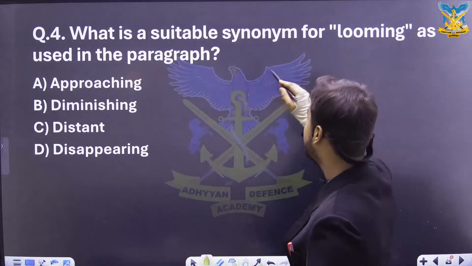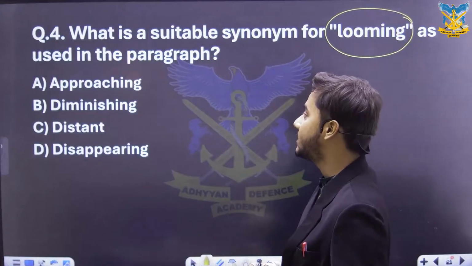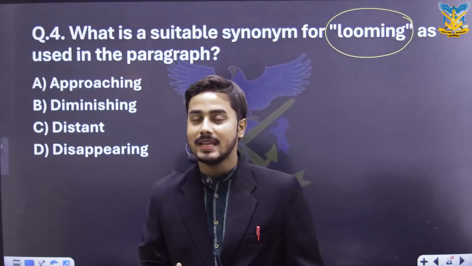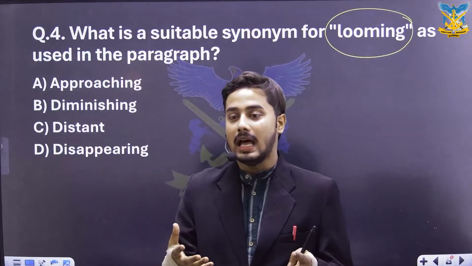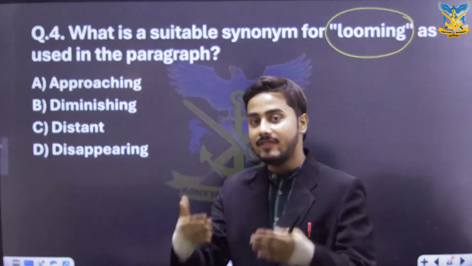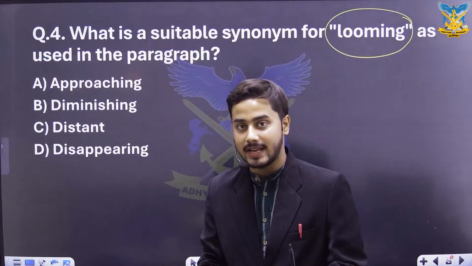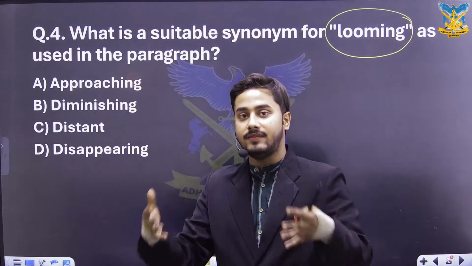What is a suitable synonym for looming as used in the paragraph? So looming is basically something that is seemingly approaching, that is coming, right? That we know will inevitably happen, but is not really very profoundly there right now, does not exist very intensely.